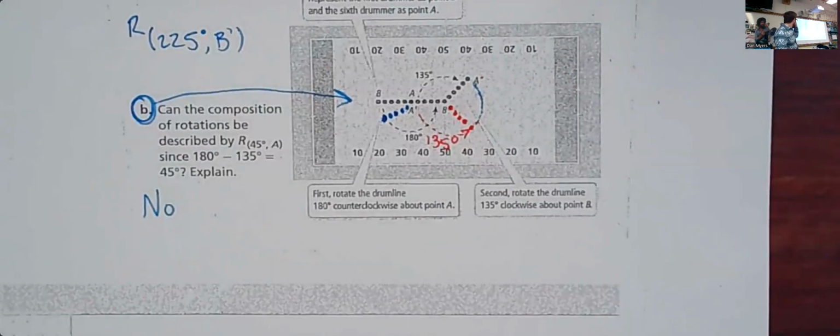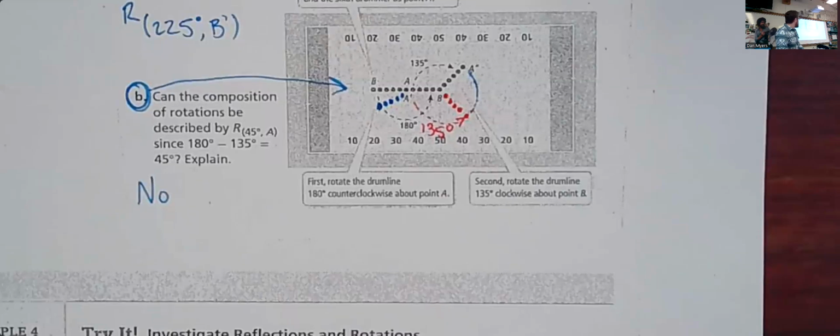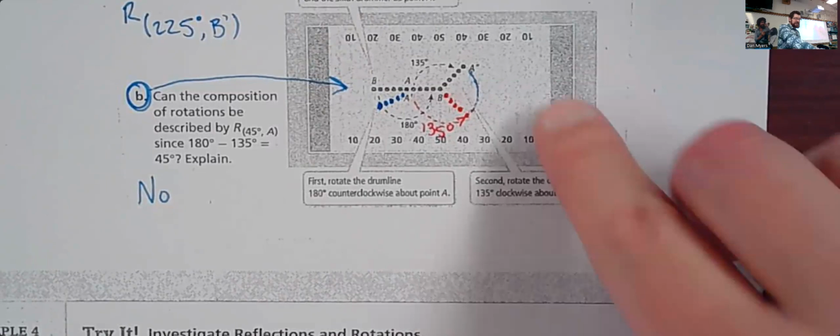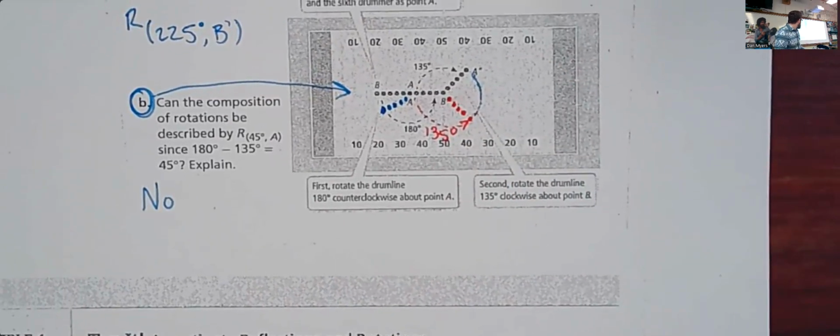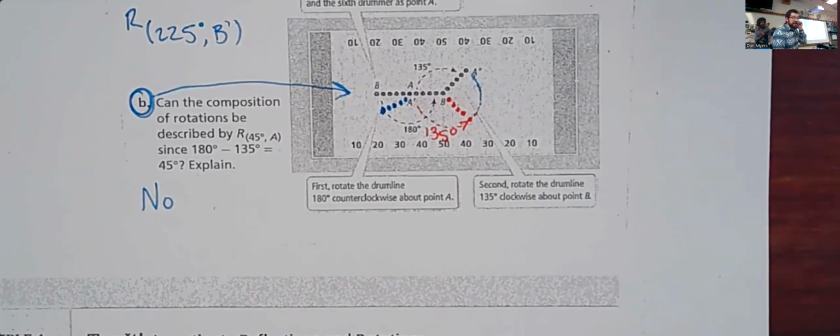And the reason for this is that compositions of rotations don't really work the same as compositions of translations. You don't need to write that, but it doesn't quite work the same. We can see it doesn't work the same here because a 45 degree rotation certainly does not put us at the end. And there's another reason as well, and that's because we changed our pivot point, right?